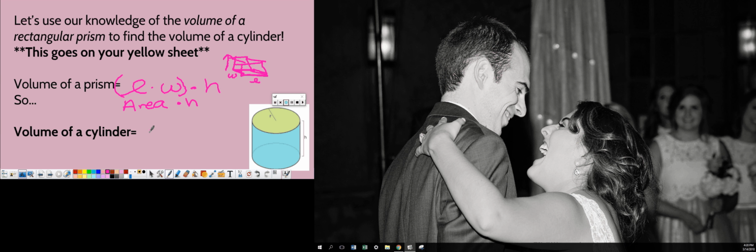Then the volume of a cylinder. The only thing we're changing from a boxy prism to a cylinder, this shape right here, is the fact that the base is a circle. We're still going to do this exact same thing. We're going to do area times height. But the area of a circle is pi times r squared, still times height. So the volume of a cylinder is pi r squared h. And all you're going to do is multiply all of those numbers together, and that's going to give you your volume.